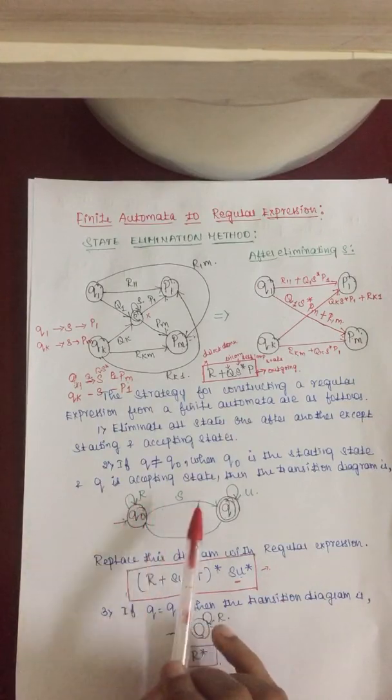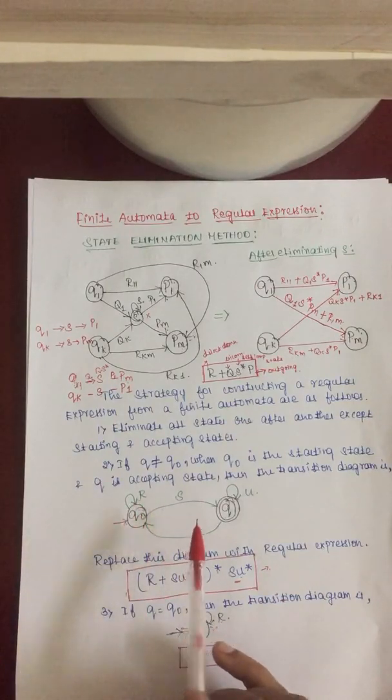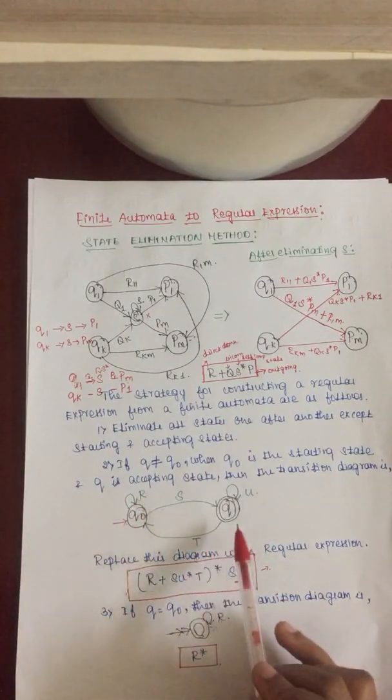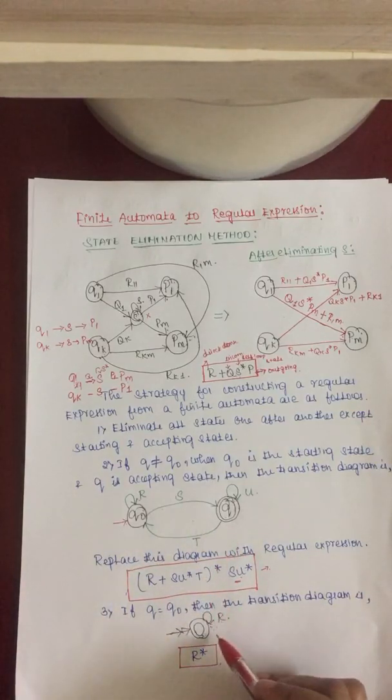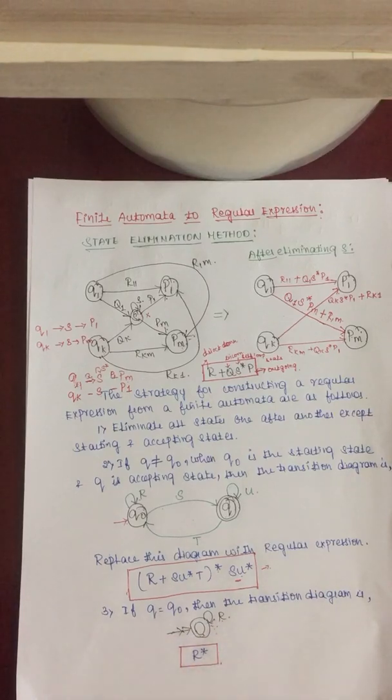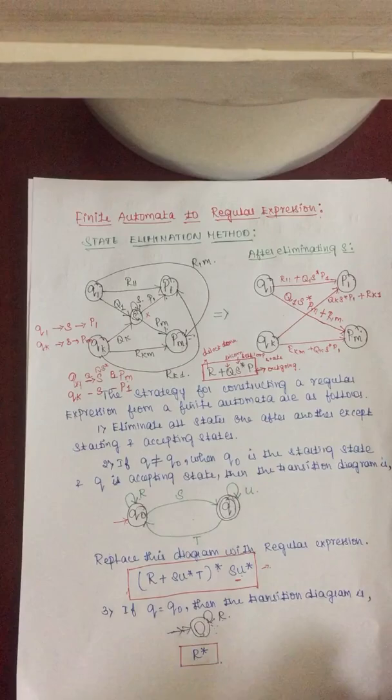After eliminating all the intermediate nodes, and finally when only the initial state and final state are remaining, this formula can be applied. And when there is only one state remaining, and that too is going to act as the initial as well as the final, this expression, this formula can be applied.